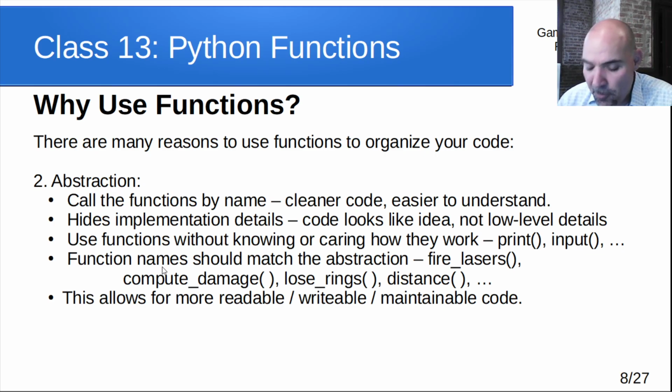So for example, let's say you're writing a game and there are lasers that get fired. You might make a function called fire lasers. And when you see that in your code, you know what it is. Compute damage, what do you think that function would do? Probably compute the damage that was done by some attack. Lose rings, what do you think that would do? Maybe a Sonic the Hedgehog game. Well, all of the rings would go blue, blue, blue, blue, blue, and fly out of Sonic when you run into something or take damage.